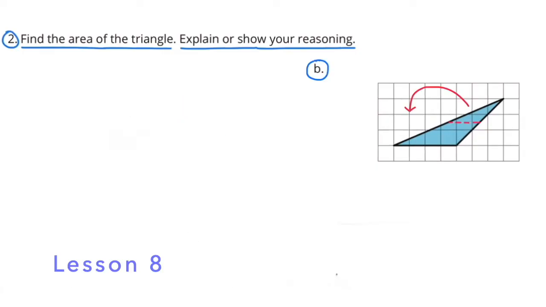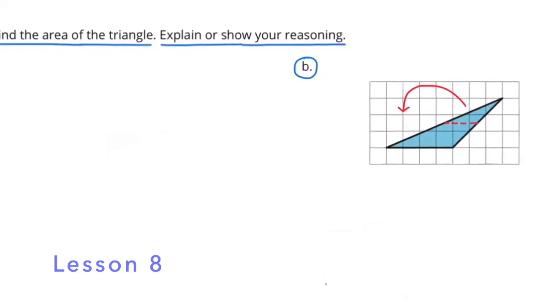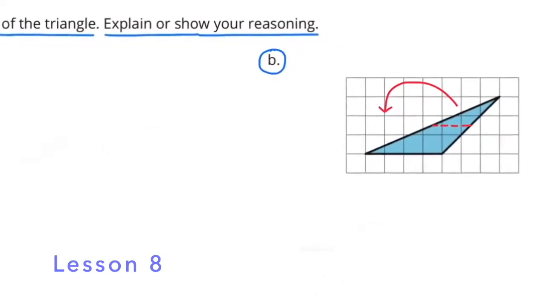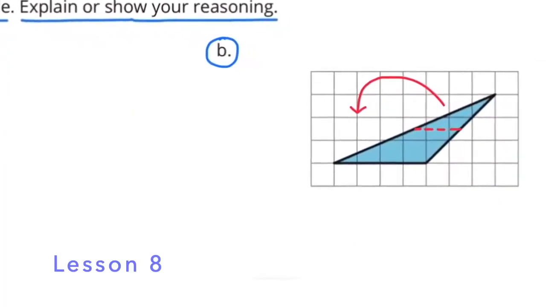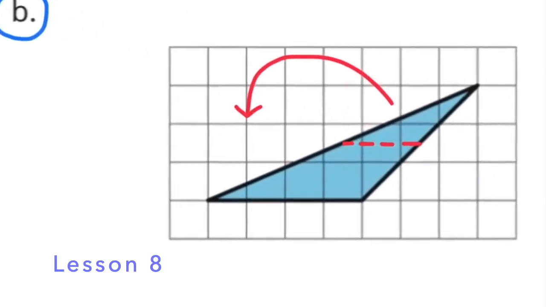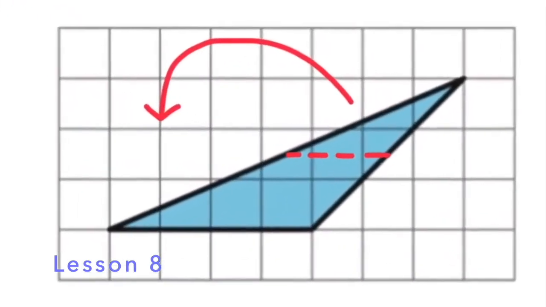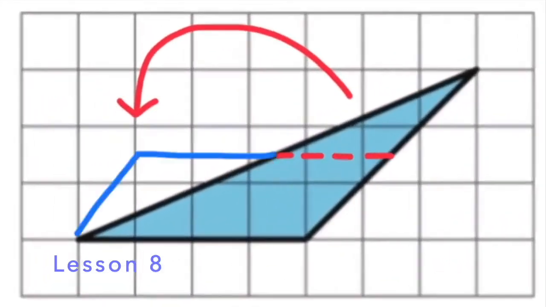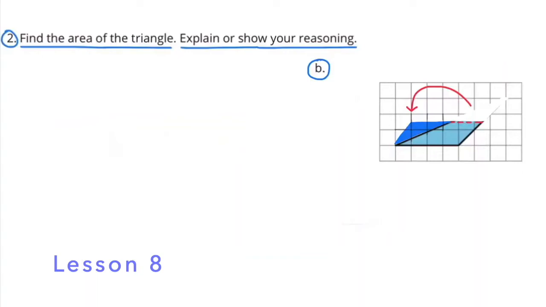B. I'm going to decompose this triangle and rearrange it so it becomes a parallelogram. I need to make a horizontal cut halfway between the base and the opposite vertex. And the distance between the base and the opposite vertex is 3. So I'll have to make a horizontal cut 1.5 units above the base. And then rearrange it into the shape of a parallelogram.